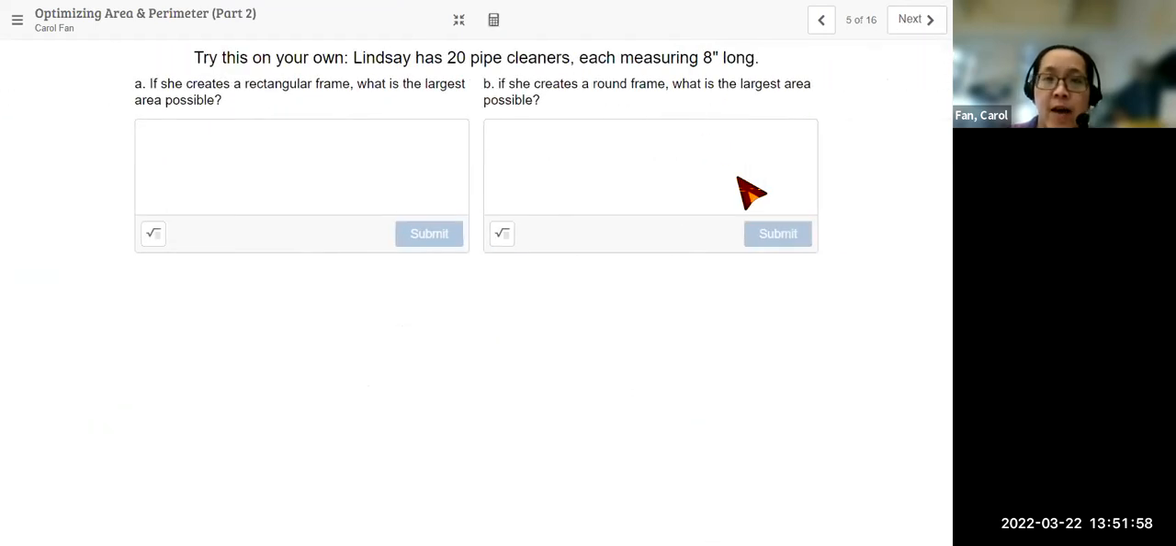Now, slide 5 and slide 6, I would like you to try some of these questions. Lindsay has 20 pipe cleaners, each measuring 8 inches long. She wants to create a rectangular frame with the largest possible area. Then she wants to create a round frame with the largest area. So find those.